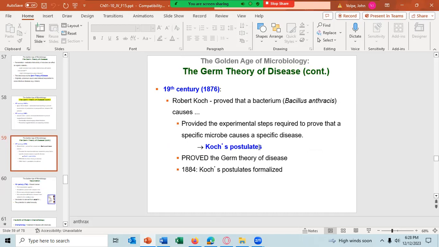Robert Koch showed the first bacterium, Bacillus anthracis, that caused the first disease, which was anthrax. He actually showed that, and then later wrote up his steps for proving that Bacillus anthracis causes the disease anthrax, and that we call Koch's postulates.